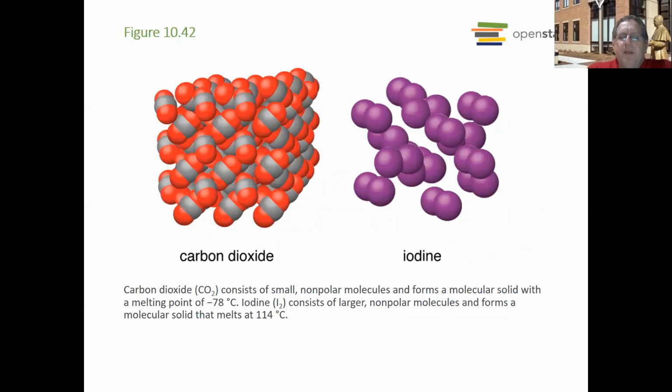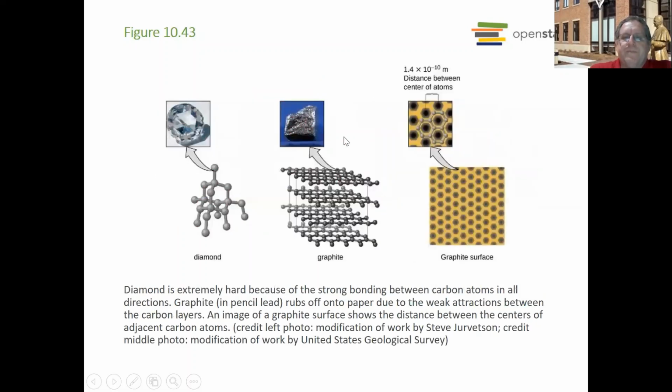We also see molecular solids, such as carbon dioxide. Ice is another example. And they still have the same repeating crystal structure.